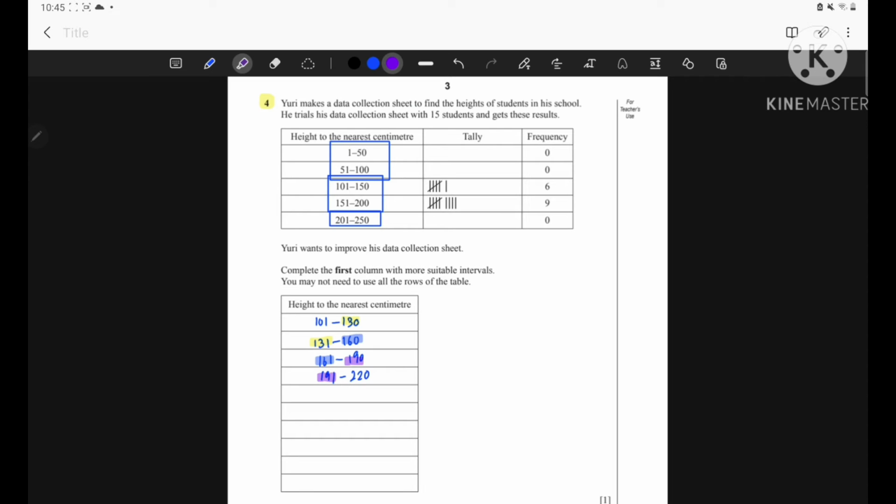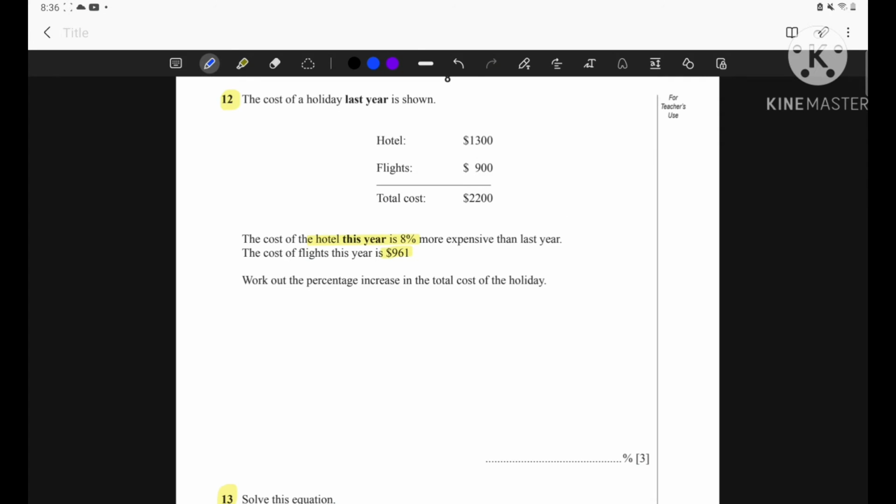The cost of the hotel this year is 8% more expensive than last year. The cost of the flight this year is $961. Work out the percentage increase in total cost of the holiday. So we know that the flight cost has changed to $961. Now we just have to calculate the hotel cost. We can do that by adding the total cost and the increased percentage.